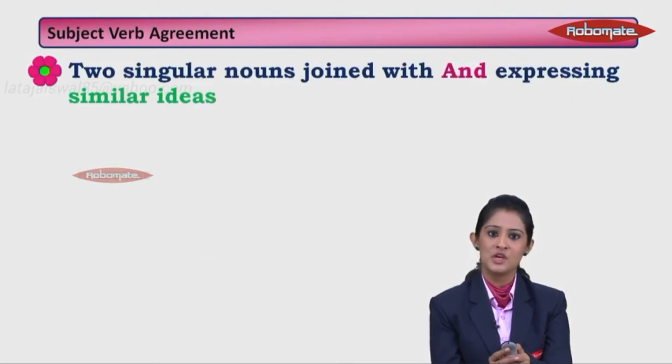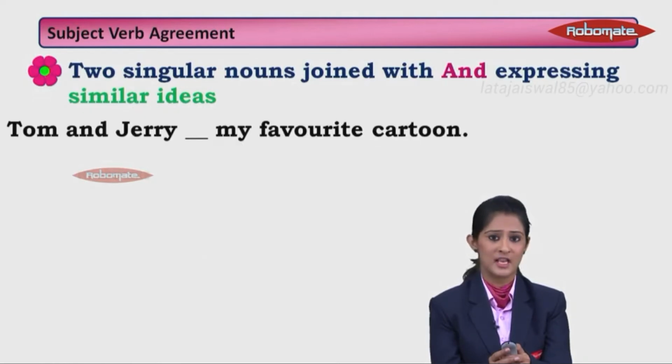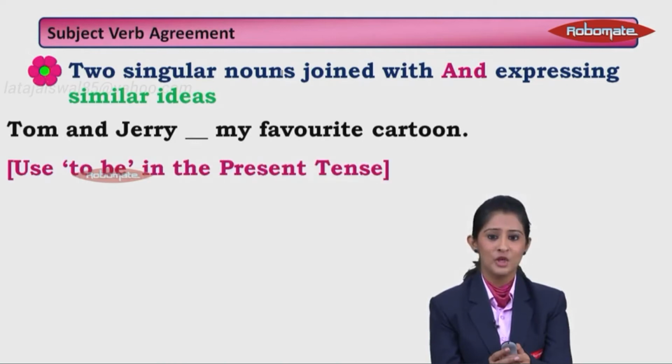Two singular nouns joined with 'and' expressing similar ideas. For example, Tom and Jerry dash my favorite cartoon. We have to use to be in the present tense. Again we have the options am, is, are. But this time students, we will not use the word are because Tom and Jerry is the name of the cartoon and it expresses a similar idea, a single idea. So here we use the word is.